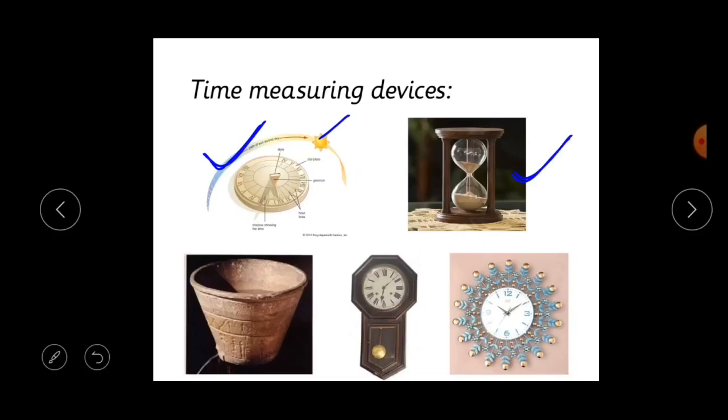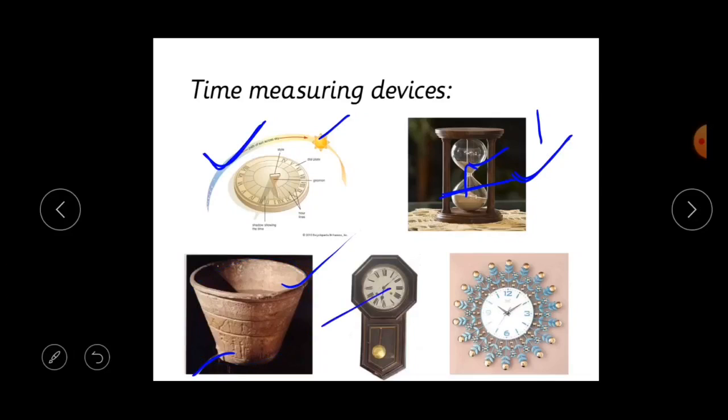Here, can you see this sand? It usually takes 1 hour. When it all falls down here, it takes 1 hour, which means 1 hour is completed. And here, children, this is called the water clock. Here it has a hole. When all the water is empty from this container, it means 1 hour.